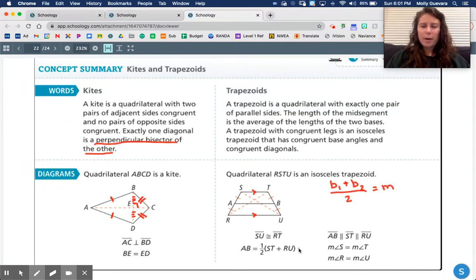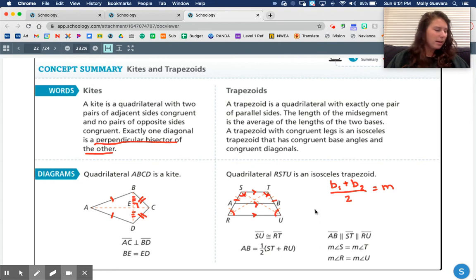And then it says a trapezoid with congruent legs is an isosceles trapezoid. In an isosceles trapezoid, the base angles are the same. So the two bottom angles are the same, the two top angles are the same, and these side lengths are the same. And don't forget that your midsegment, AB, is also parallel to your bases.